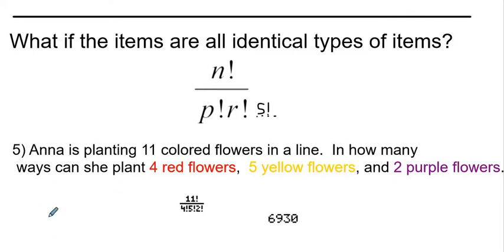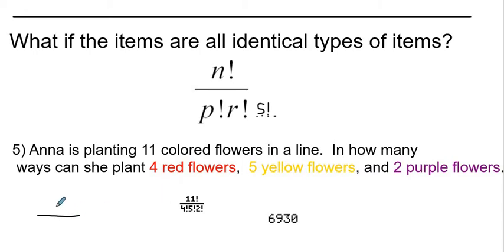Well, let's take a look at this problem. Anna is going to plant 11 colored flowers in her garden in her house, and she has red, yellow, and purple flowers. The question is, how many ways can she plant them? Or a better way to say this is, how many ways would there be, understanding that a red flower doesn't look any different from another red flower from a distance?